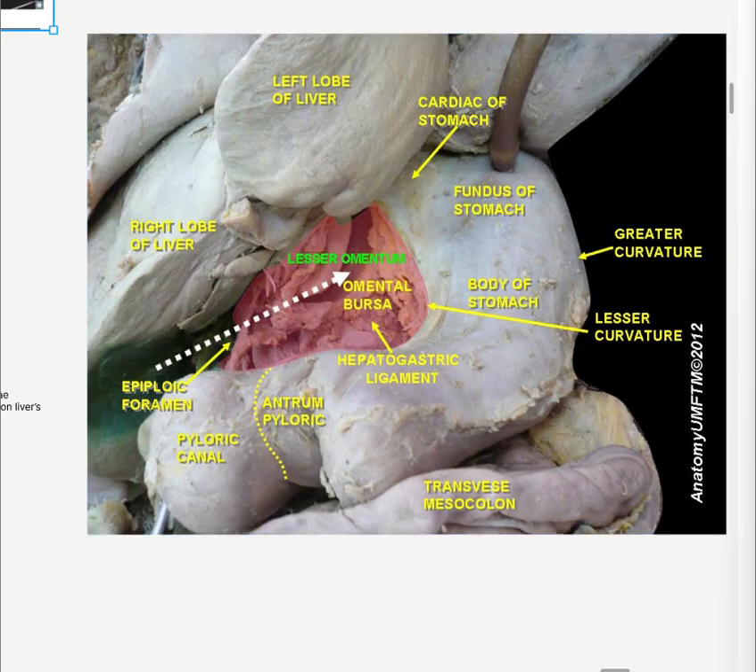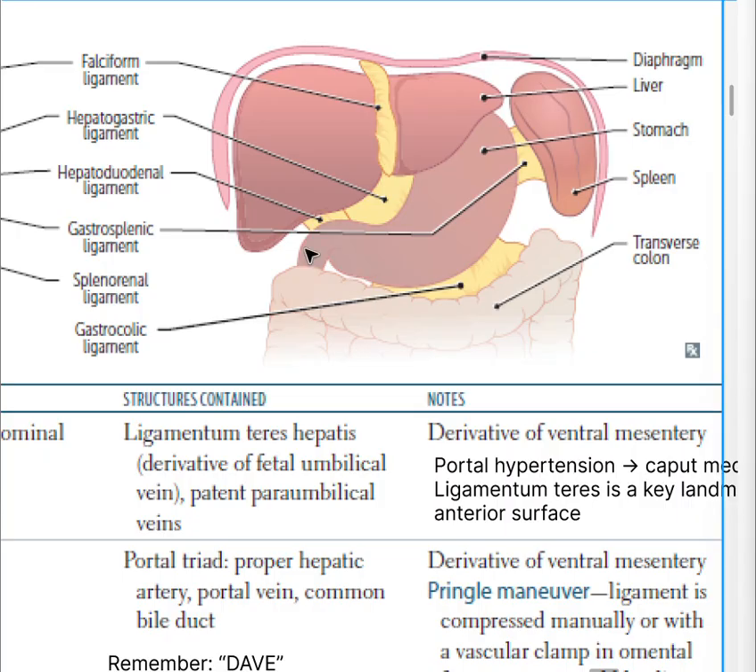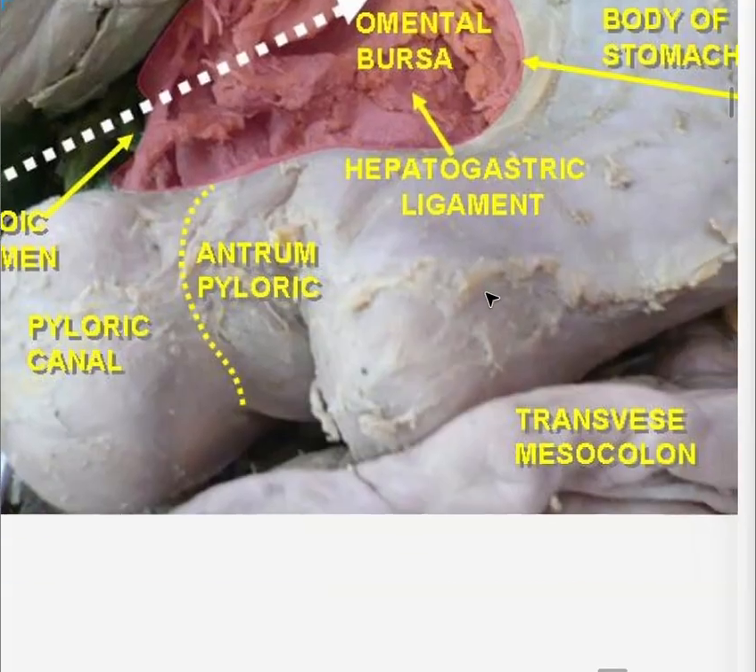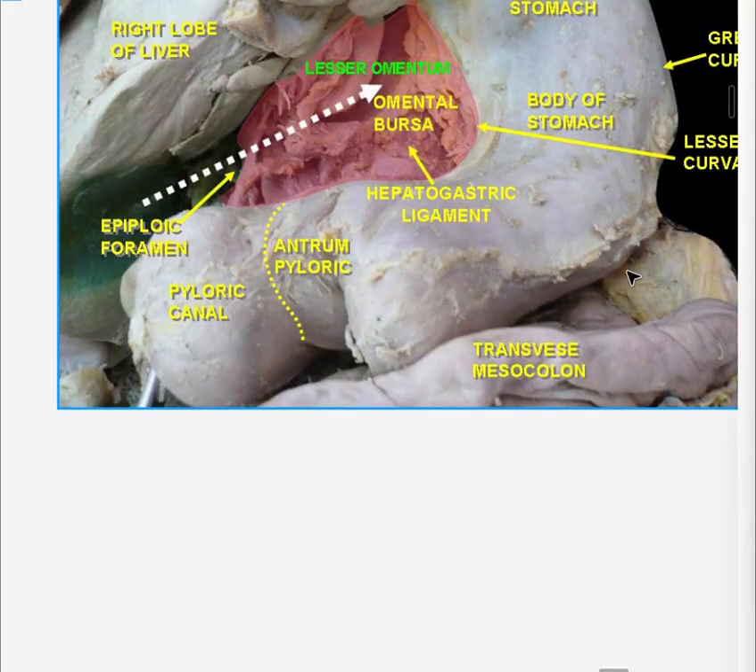Okay. Then we have the gastrocolic ligament. This gastrocolic ligament takes the gastric area, the stomach, and connects it to the transverse colon lying just in front. So can you see that this is your stomach and this is your transverse colon, and the ligament between these two is the gastrocolic ligament, not shown here. It contains the gastroepiploic arteries and it's derived from the dorsal mesentery.